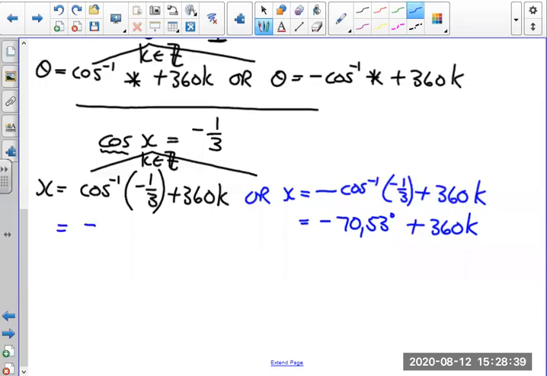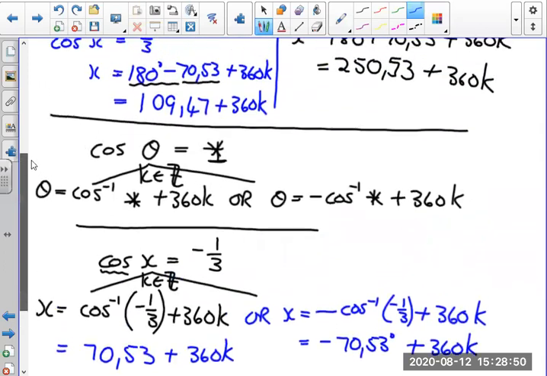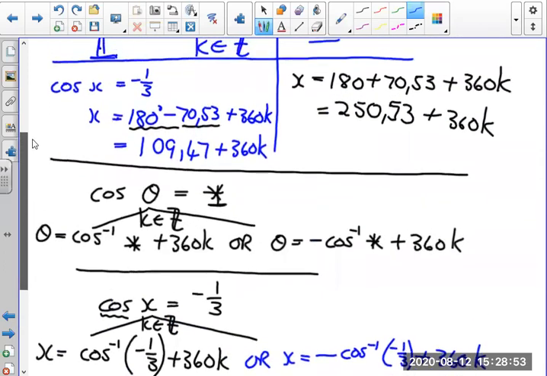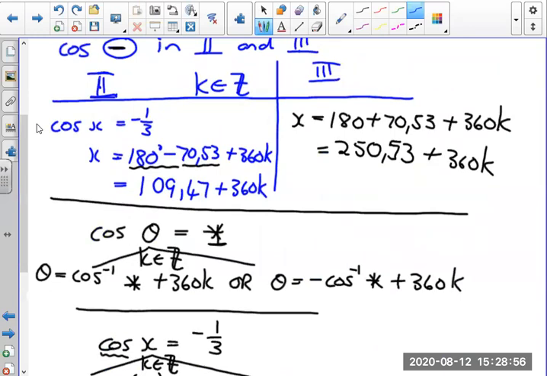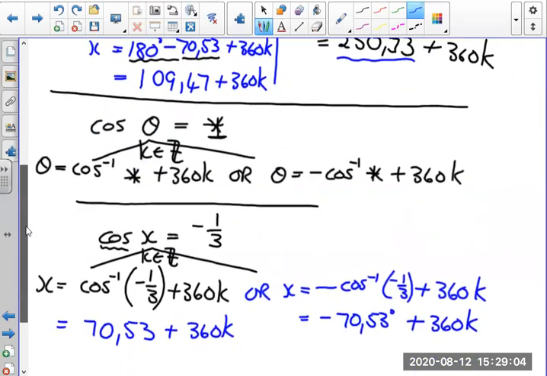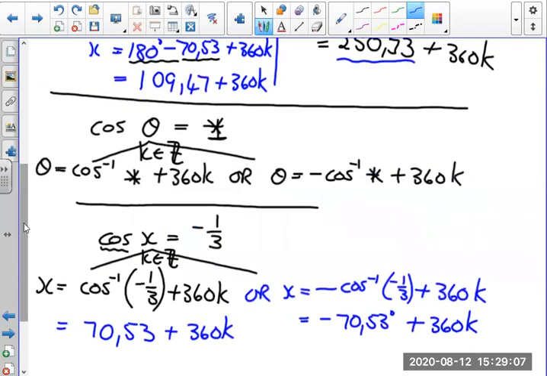Okay, sorry, this was 70,53 plus 360k. You're done. Now you're going to say, yeah, but something is wrong because there I have 180 plus, I have 250,53 degrees. And here I have minus 70,53 degrees. Okay. But now what have I done here?